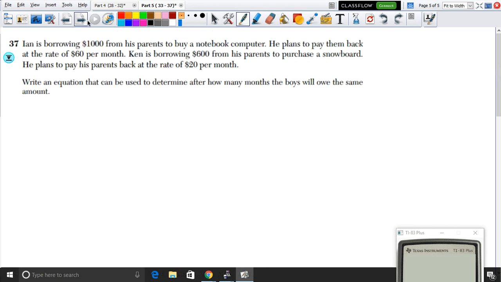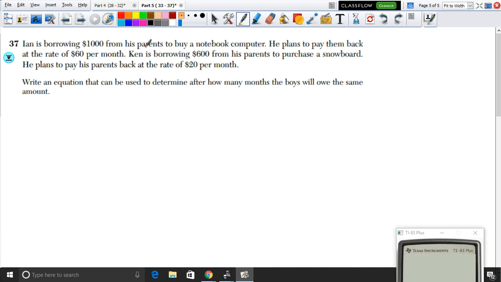So now, lastly, example 35. It says here, Ian is borrowing $1,000 from his parents to buy a notebook computer, and he plans to pay them back at the rate of $60 per month. And Ken is borrowing $600 from his parents to purchase a snowboard, and he plans to pay his parents back at the rate of $20 a month. What we want to do is write an equation that can be used to determine after how many months the boys will owe the same amount.